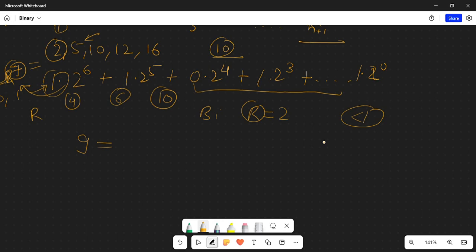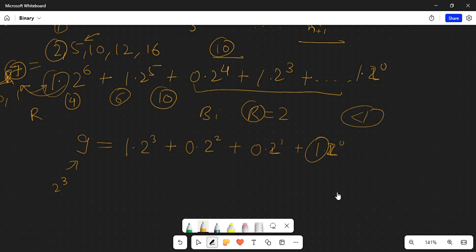So for 9 we have 2 raised to 3. It turns out to be 1 into 2 raised to 3, plus, so this is 8, plus 1. But if we reduce the radix, we don't have anything for 2 raised to 2, which is 4, and nothing for 2 raised to 1, which is 2, but we have something for 2 raised to 0, which is 1. This is the least significant bit, and it is also very much important.